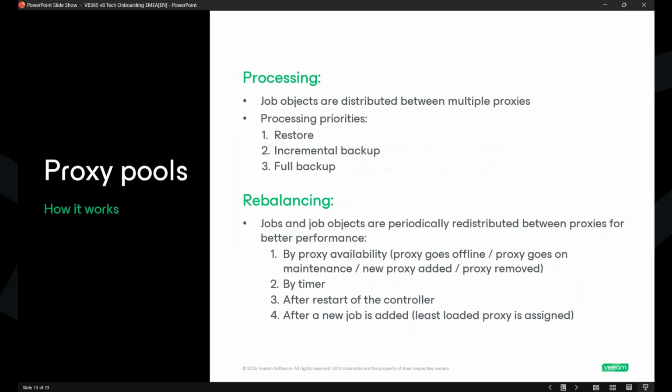Now, how does it work exactly? Well, for the processing part, the objects are distributed between multiple proxies, and of course, we will have priorities depending on the actions that are performed. Exactly as we are doing with the VBR, anything that counts as a restoration is top priority for us. Next, we will have incremental backups. Those will be prioritized against the full backup because they will take less time to finalize. And in the end, we will have the full backup. So if I have all three of them at the same time, priority goes from restore, incrementals, and full.